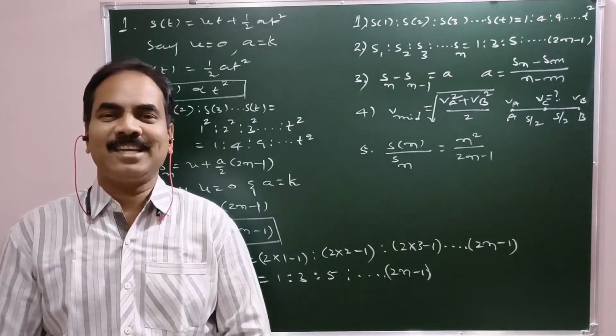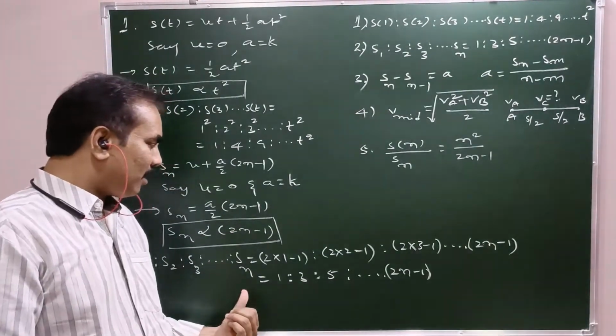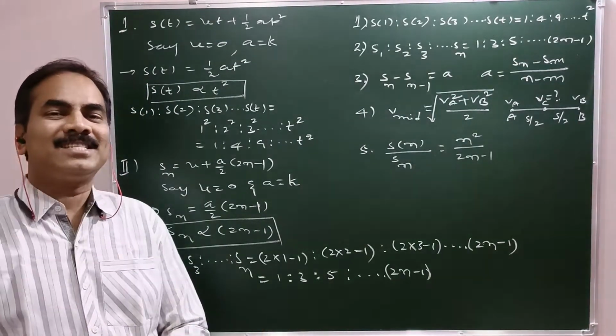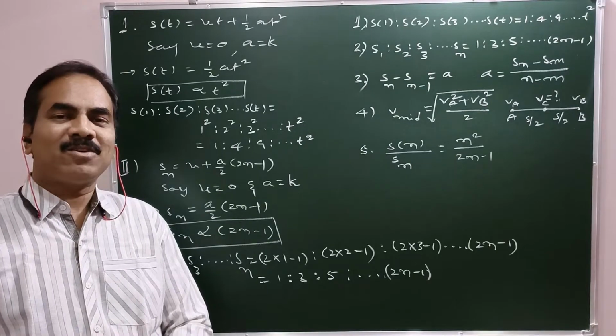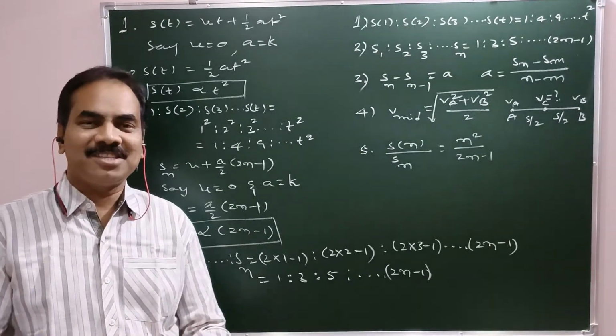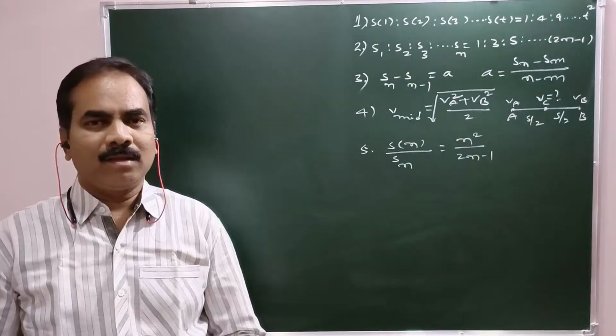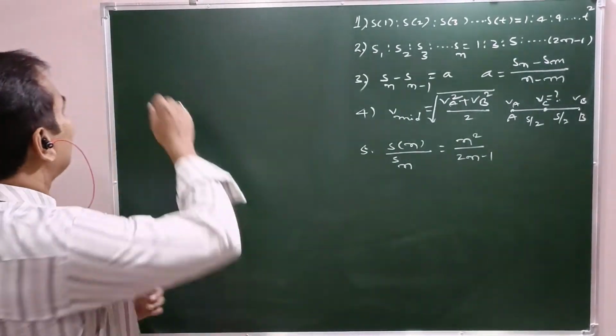So what is the inference here? This ratio is not only valid for successive seconds, of course it is valid for successive equal intervals, however small or large these intervals may be. Okay, right? The next result here.